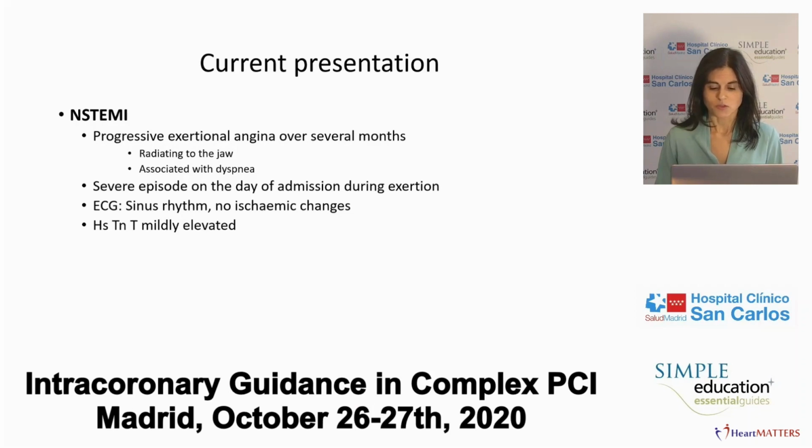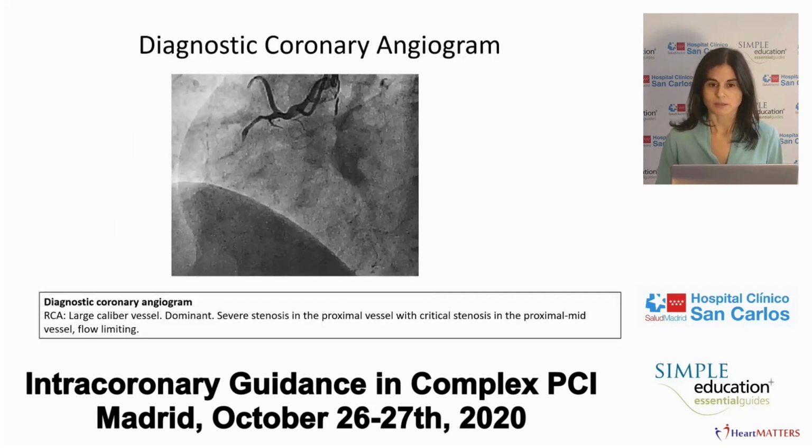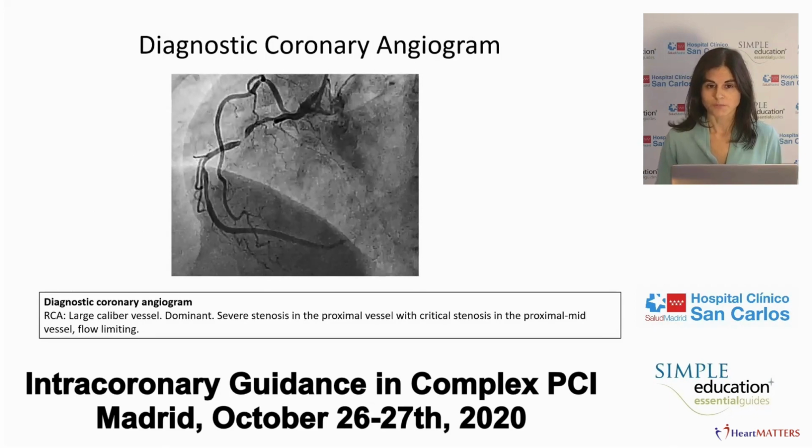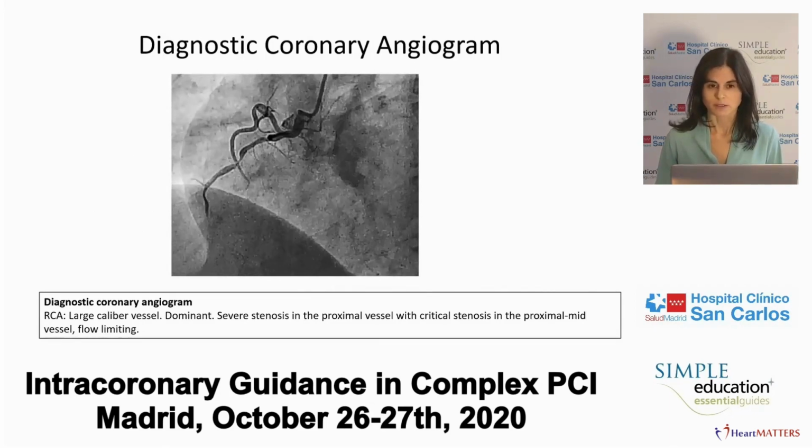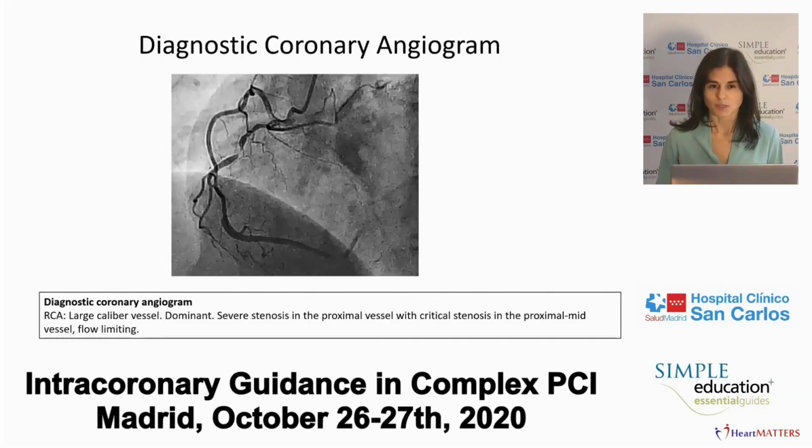When he arrived at the hospital, the ECG didn't show ischemic changes, but he had a mild elevation in troponin, so he was admitted and sent for a coronary angiogram. And as you can see here, this is the right coronary artery, where we can see this critical lesion in the proximal segment that was flow limiting.